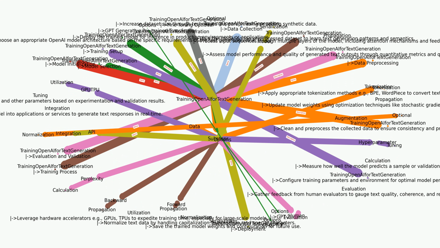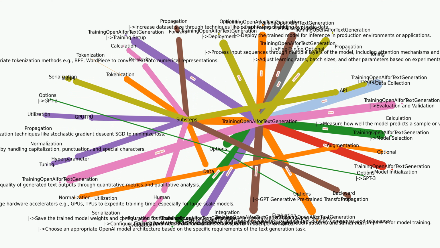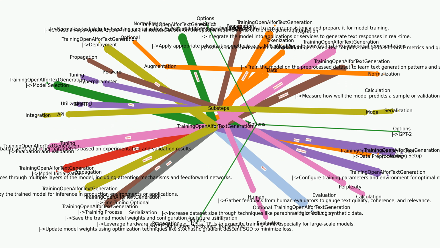Name: Training setup. Description: Configure training parameters and environment for optimal model performance. Substeps: Hyperparameter tuning. Adjust learning rates, batch sizes, and other parameters based on experimentation and validation results. GPU/TPU utilization. Leverage hardware accelerators, e.g., GPUs, TPUs, to expedite training time, especially for large-scale models.